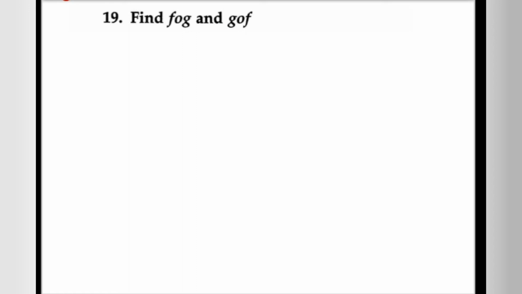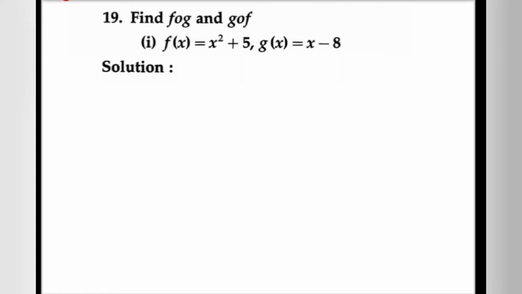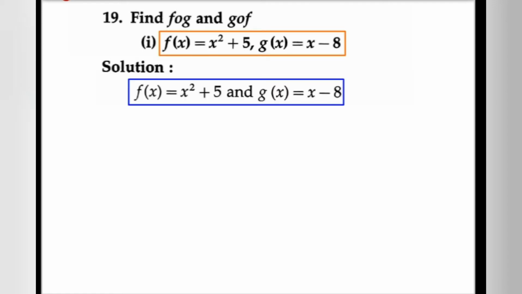Question number 19. Find f of g and g of f. Number 1. f(x) is equal to x square plus 5. g(x) is equal to x minus 8. Solution. f(x) is x square plus 5 and g(x) is x minus 8.